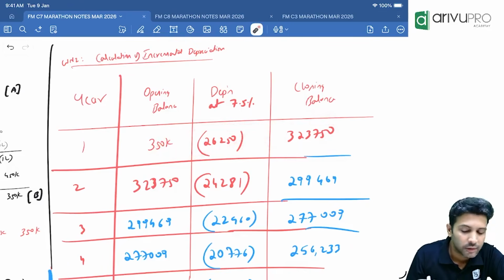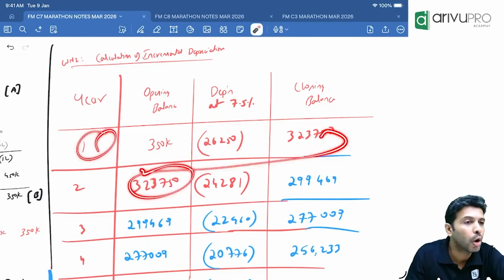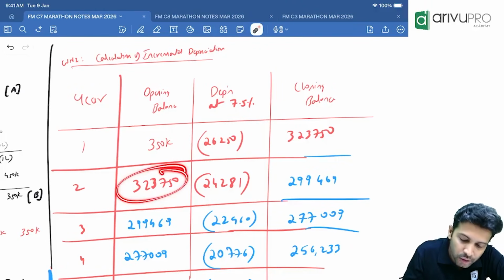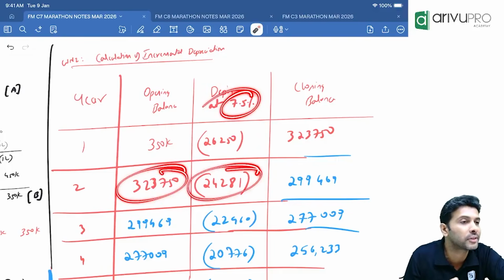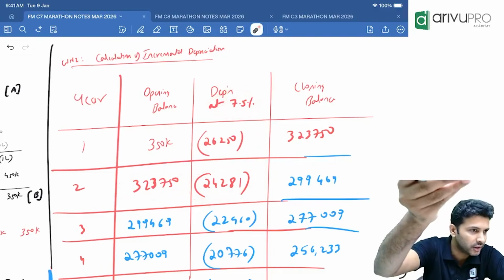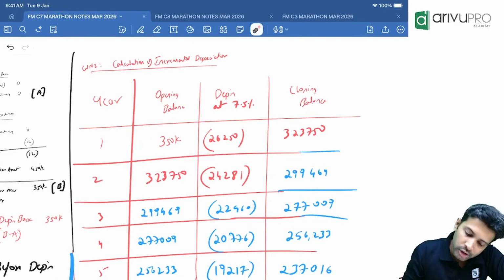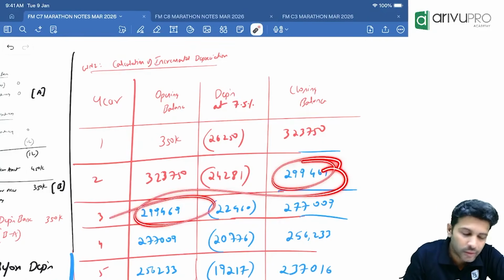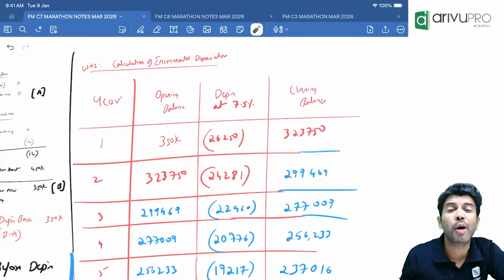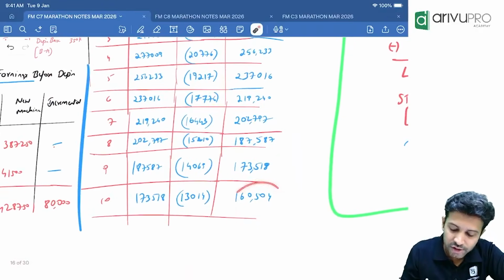First year's closing will become second year's opening. Then on this value, calculate 7.5%. You will get depreciation. That's how the WDV method works, right? On the opening balance, go on calculating depreciation, and then you will get the closing. Second year's closing will become third year's opening. Like this, how many years? 10 years you need to calculate.